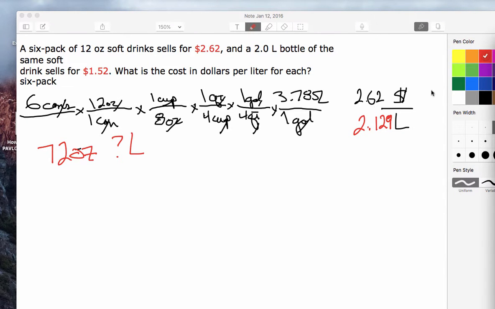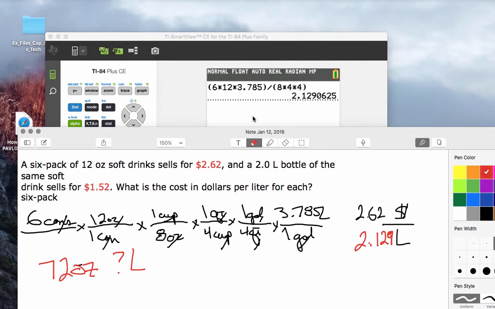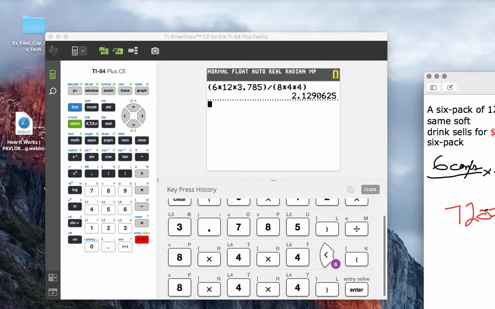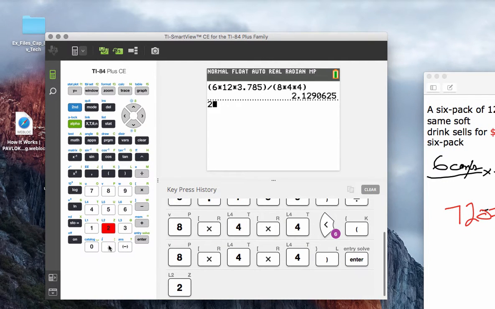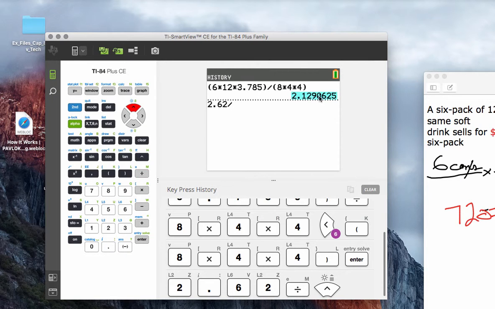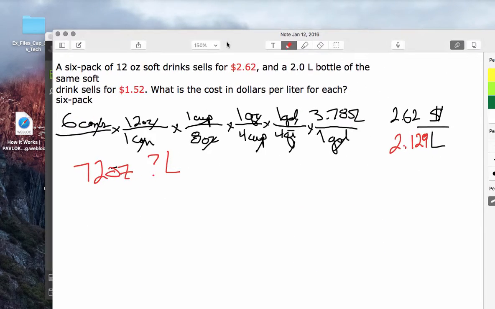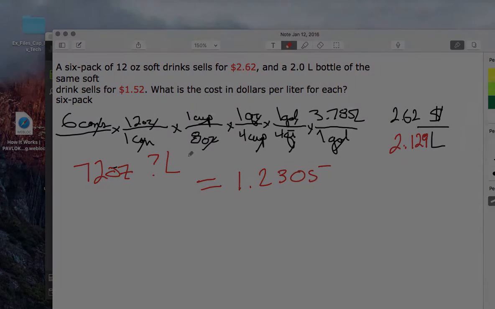And then we take 2.62 divided by 2.129, and so then I just have to find where I put the calculator. I'm going to take the calculator and do 2.62 divided by, and then I can just up arrow over to this answer here since I already have it. Hit enter, and it copies this down to here. I hit enter again, and it gives me the answer of 1.2305. So that's the answer right now, but then we have the matter of significant figures.